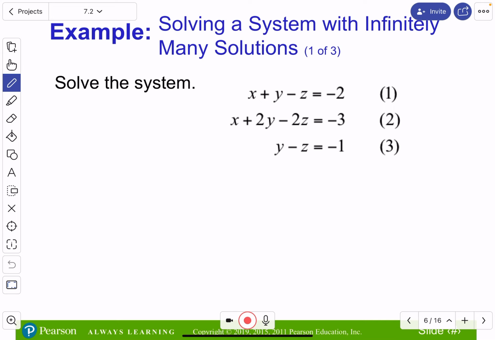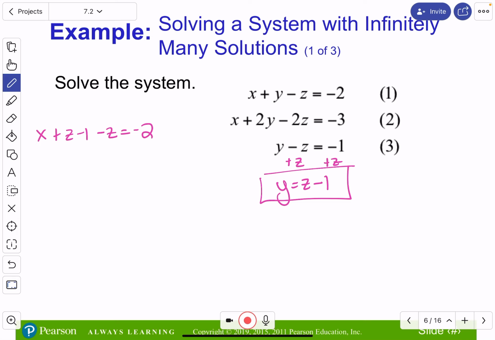Okay, here is another system. Let's see. This one already has one variable gone. So if I add z to both sides, y equals z minus 1. So now we can plug this into another equation. So x plus y. Is this what I just... No, this is a different one. But instead of y, I'm going to write z minus 1 and then minus z. So our y is in terms of z here.